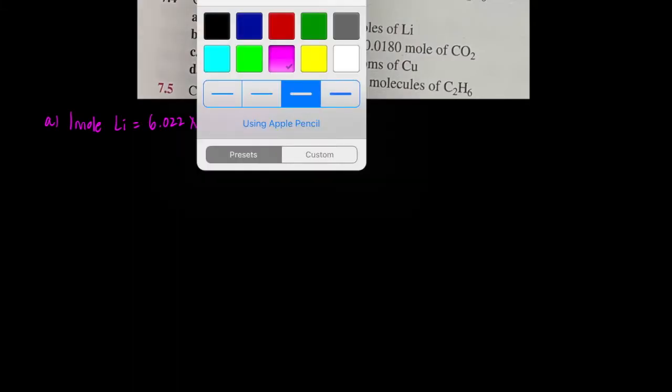In problem 4, we want to work some more atoms to moles or moles to atoms conversion problems. For problem A here, we want to write the equivalency. We know that 1 mole of lithium is equal to 6.022 times 10 to the 23rd atoms of lithium. This is Avogadro's number, and you'll need to memorize this.